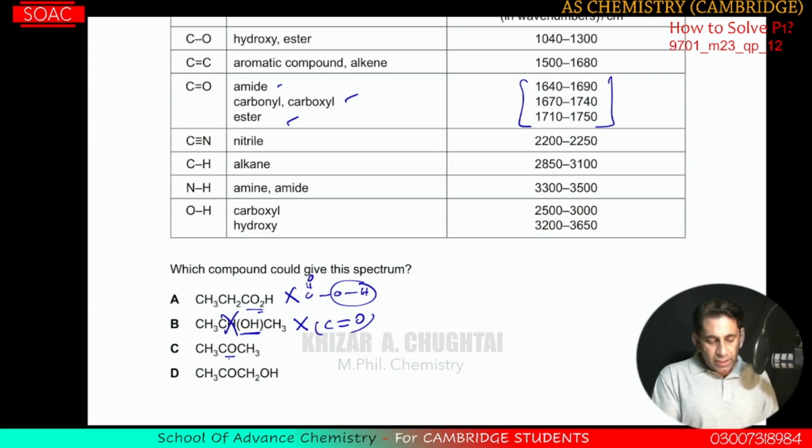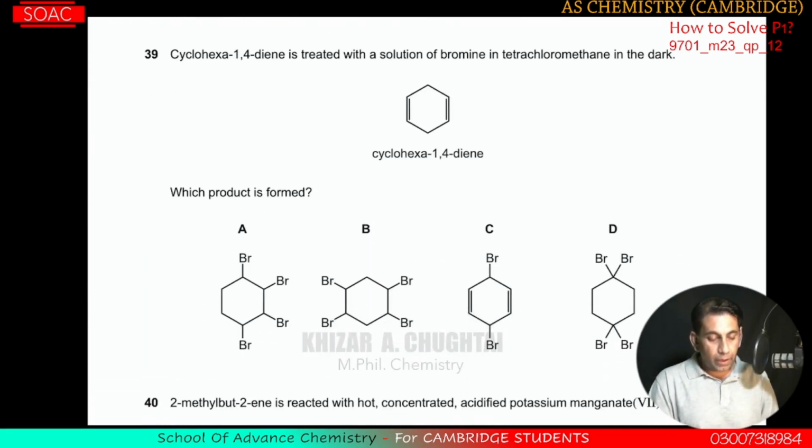In case of C, it has C=O, it's a ketone. Yes, it has C=O, so C may be the correct option. However, let me check D. D has C=O as well as an OH group. The OH group is missing in the spectrum, and C=O is indicated in the spectrum. So C is the correct option.